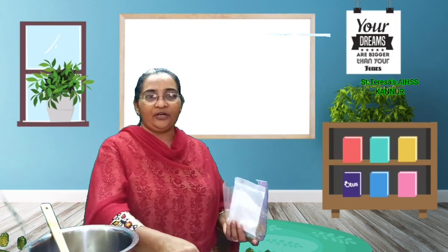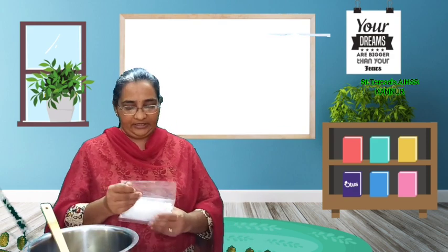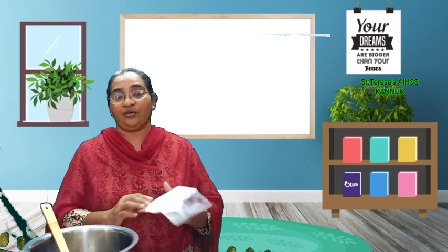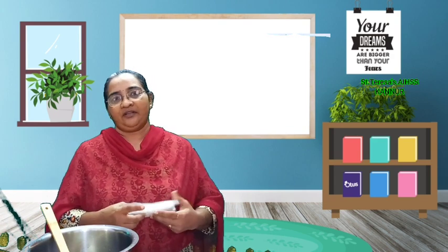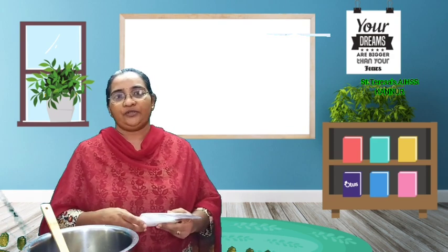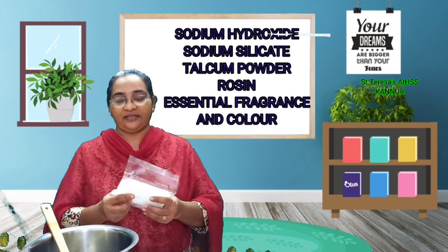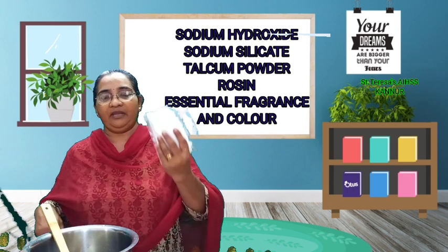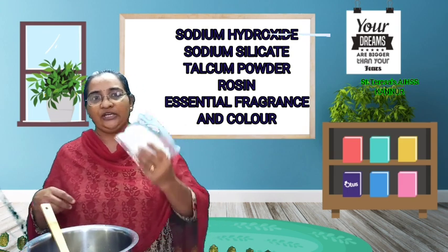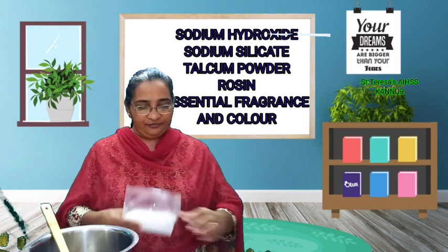One of the important contents of soap making is caustic soda or sodium hydroxide. For the neutralization process we have taken sodium hydroxide. The same sodium hydroxide flakes are needed. This is the main ingredient of soap. So this is sodium hydroxide flakes.